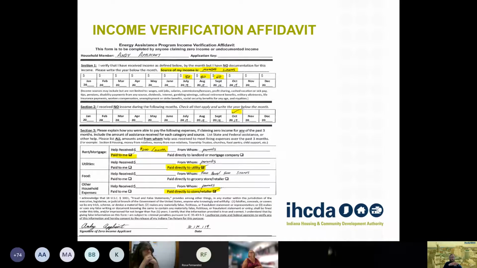But in this case, we have Andy Applicant, who's submitted an IVA stating that he earned some money mowing lawns during the months of July, August, and September. And he claims he made $80 in July, $80 in August, and $60 in September, with nothing received in October.